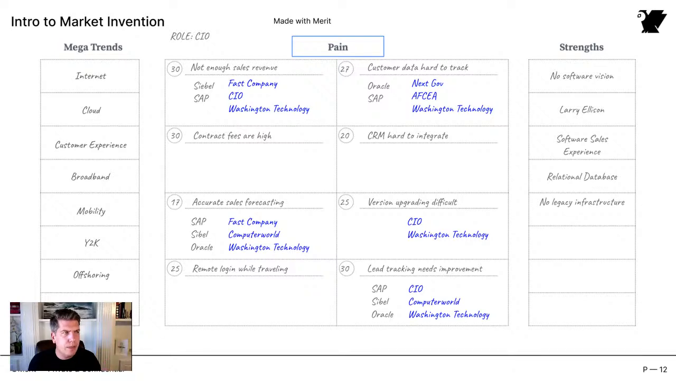It's funny, I think it was Business 2.0. I don't even know if that exists anymore, but that was a big publication back in the day. I think they probably were acquired. So when we look at these publications, this is where they are.